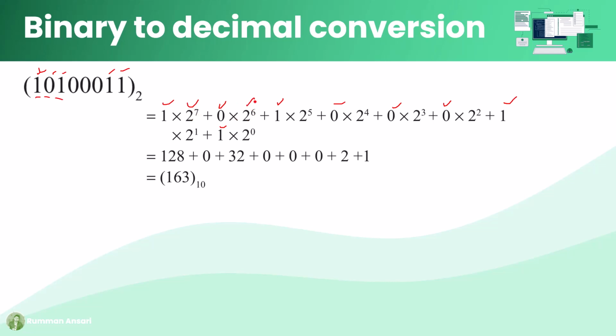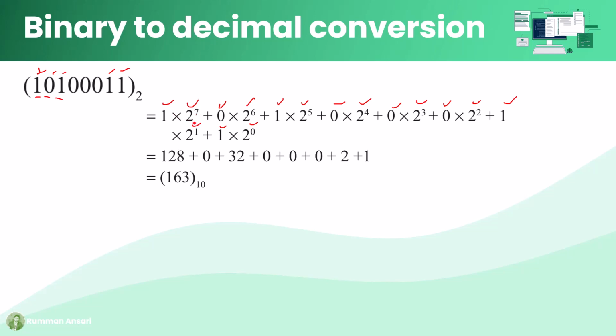For the 6th position, 2 to the power 6 will be there. For the 5th position, 2 to the power 5. In the similar fashion, 2 to the power 4, 2 to the power 3, 2 to the power 2, 2 to the power 1, and 2 to the power 0. This way you have to write your digits, and then you have to do this calculation.